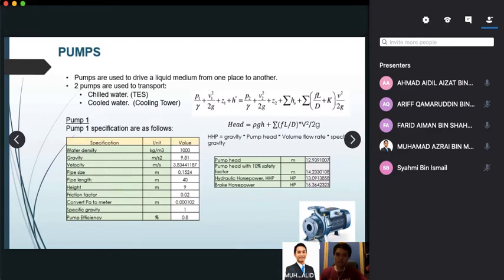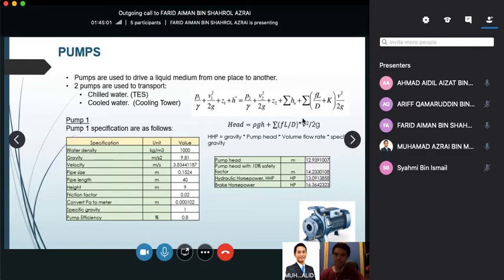As for the pump, there are two pumps. We use the incompressible fluid flow equation. From there, we derive the equation to find the head. From the head, we obtain all the specifications for pump 1, and we obtain the pump head to be 13.94 meters.